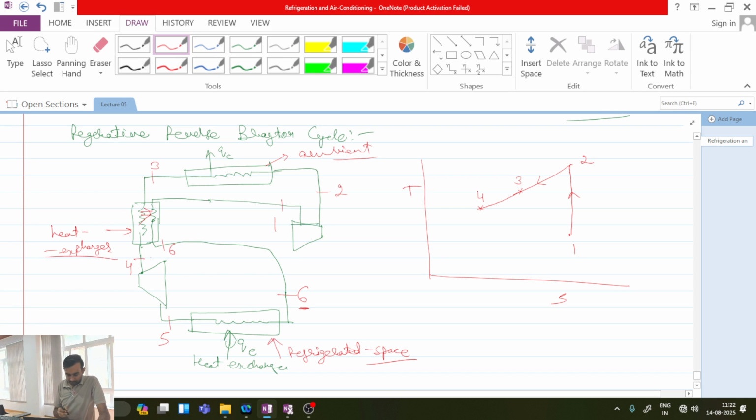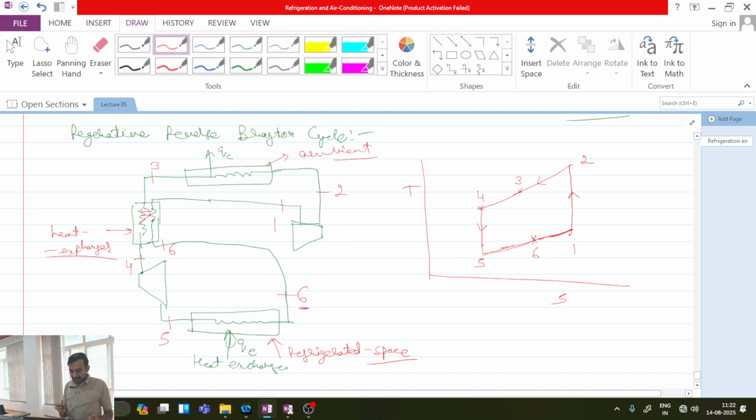Then 4 to 5 I am doing expansion. Then 5 to 6 I am taking heat in the refrigerated space. So somewhere over here is my point number 6. And 6 to 1 is the heat gained by the working fluid in this additional heat exchanger at the same pressure conditions. Okay, so this is my process 6 to 1. All are clear with this point?